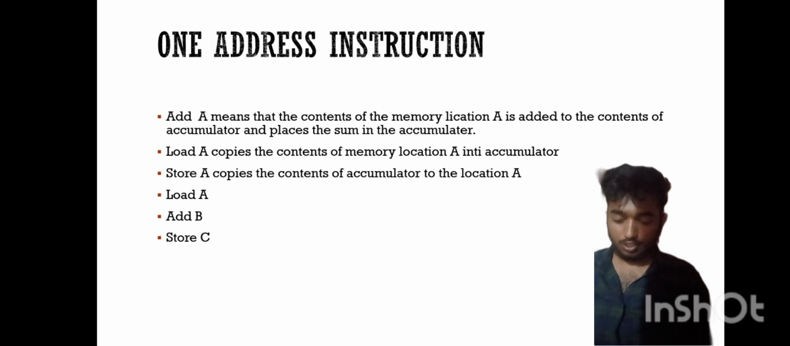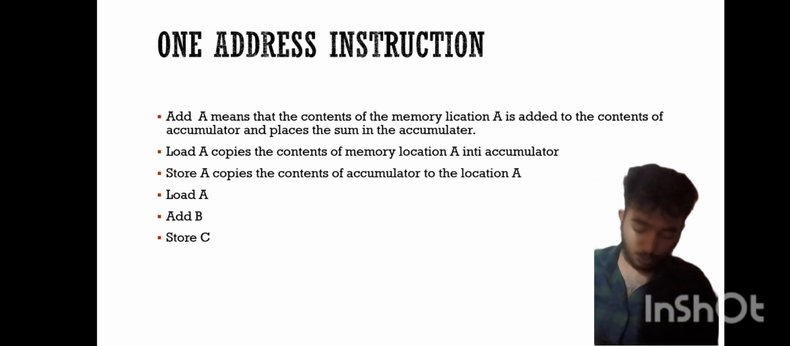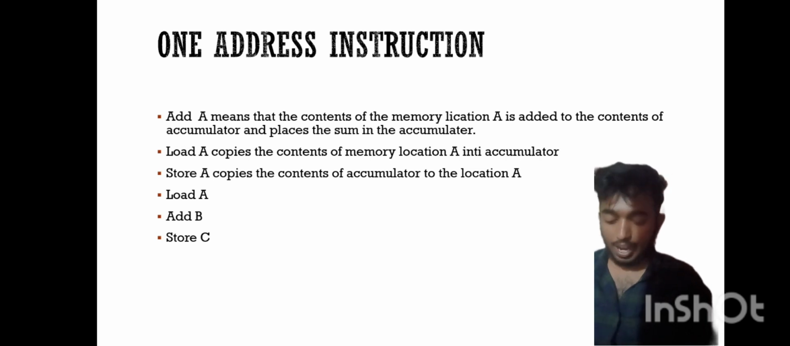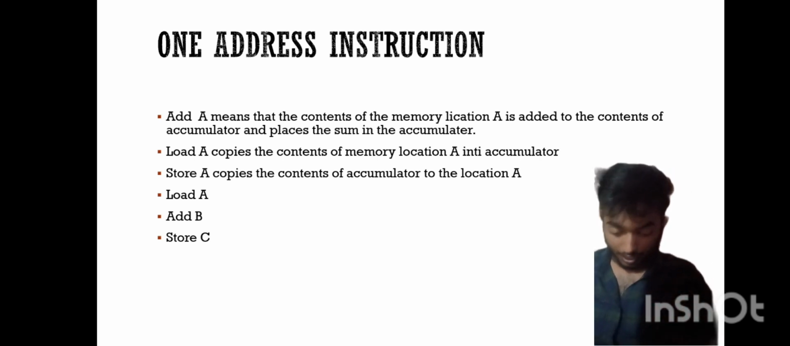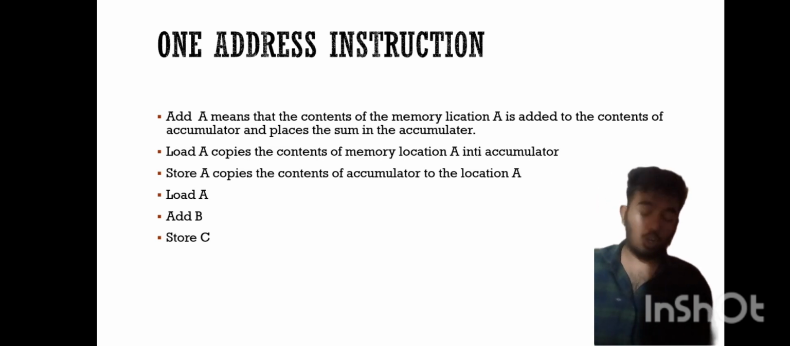The next type is one address instructions. Instead of mentioning the second operand, it is understood to be a unique location. A processor register, usually called the accumulator, is used for this purpose. Examples are add A, load A, and store A, given in the slide. Add A means that the contents of memory location A are added to the contents of the accumulator, and load A copies the contents of memory location A into the accumulator. Store A copies the contents of the accumulator to location A. Here the operand may be source or destination.